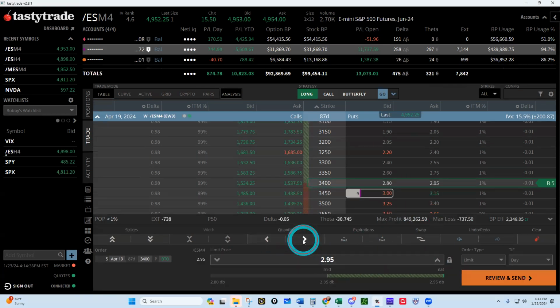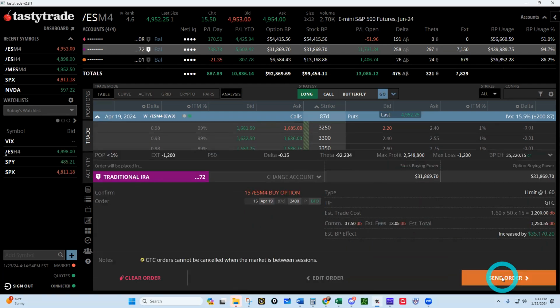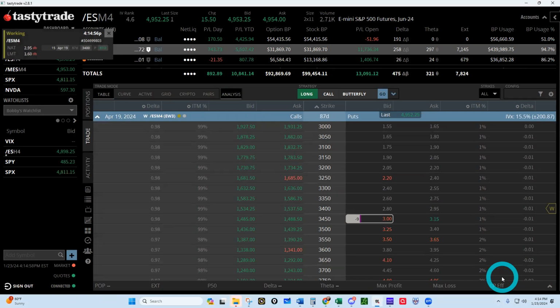Isn't this fun? I love this. Buy 15 longs, and we're going to do a GTC order, and we're going to put the price in at $1.60. Okay. Make sure everything looks like 3 tranches. Yep. Review and send. And bingo, baby. So we got that in there.